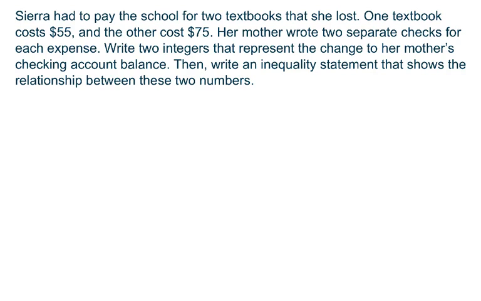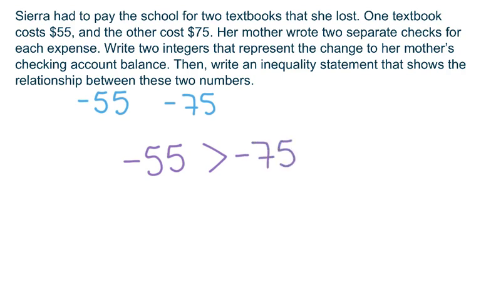So she is spending money because she has to pay for those textbooks. So we know that it is going to be a -55 and a -75. Now that we found our 2 integers, we can write our inequality statement. And -55 is greater than -75. We can also write it as -75 is less than -55.